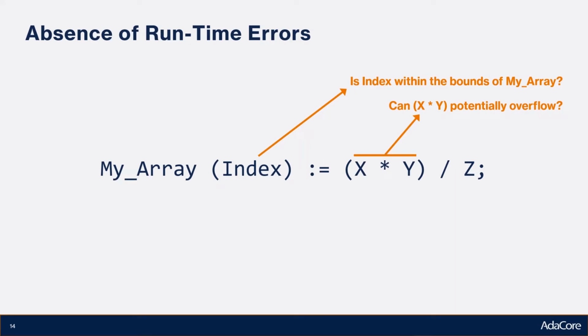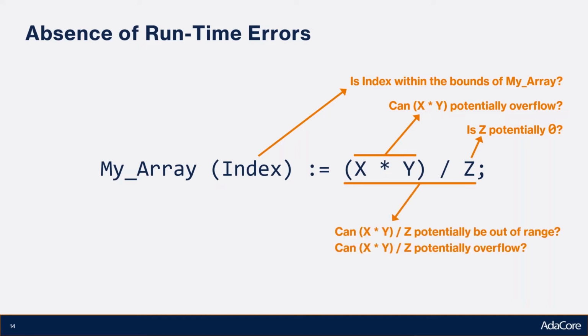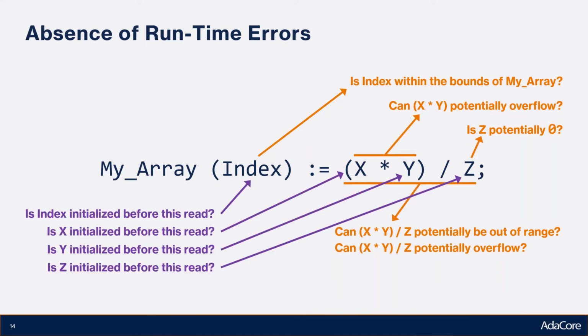We have arithmetic operations on the right. We have a multiplication. Can x times y potentially overflow? We have a division. The denominator z, is z potentially 0? And then just the overall result of that operation, can x times y divided by z possibly be out of range? Can it possibly overflow? And on top of all that, we have all of these reads. Are all of these variables initialized before they're actually used?